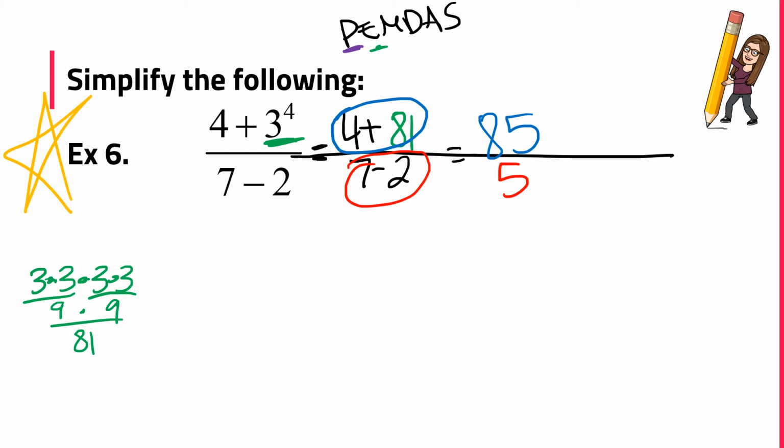All right, now I've got a single top, a single bottom. I can simplify that. Oops, I shouldn't circle it. It's not my answer, but I can simplify that now. 85 divided by 5. Again, feel free to use your calculator, but we arrive at an answer of 17.